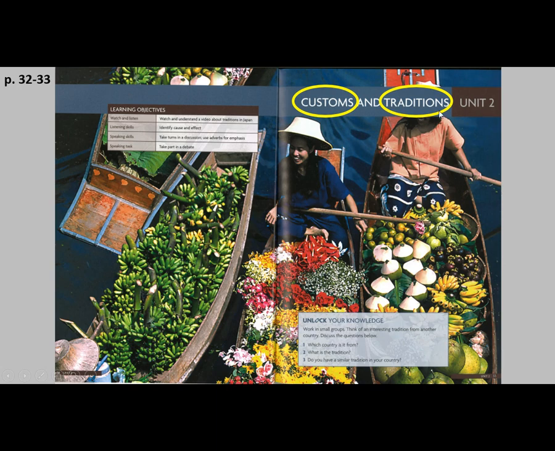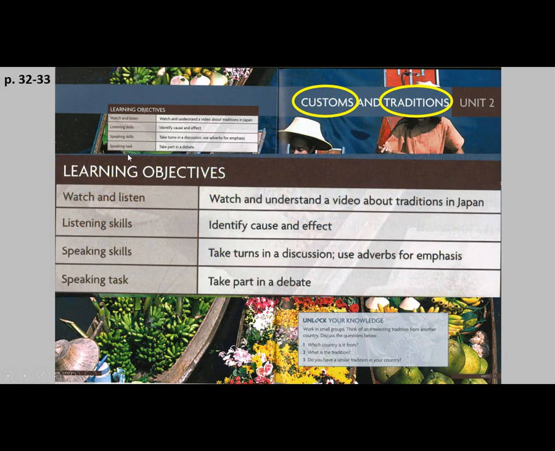So this Unit 2 focuses on customs and traditions. The learning objectives are these things, especially in listening skills. We will focus on how to identify cause and effect. And in the speaking skills, we will focus on how to take turns in a discussion and use adverbs for emphasis. We will focus on the meaning of emphasis later again.